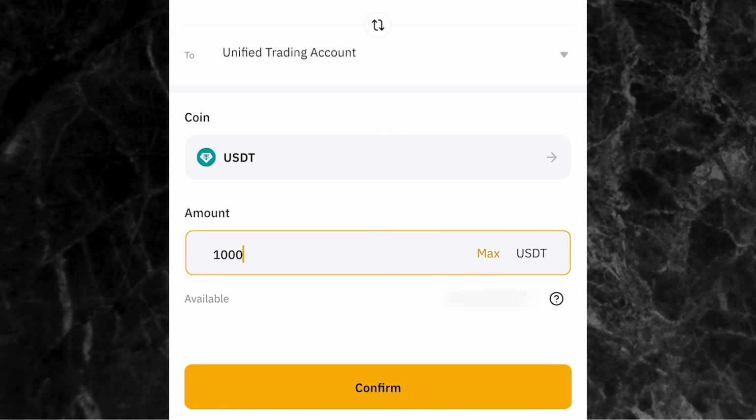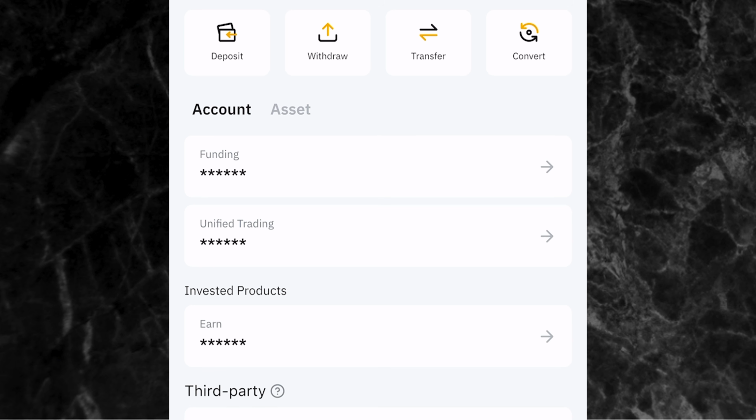So once you've entered the amount, just click on confirm right here where that is pointing to. And just like that, you've successfully transferred your money to your unified trading account.